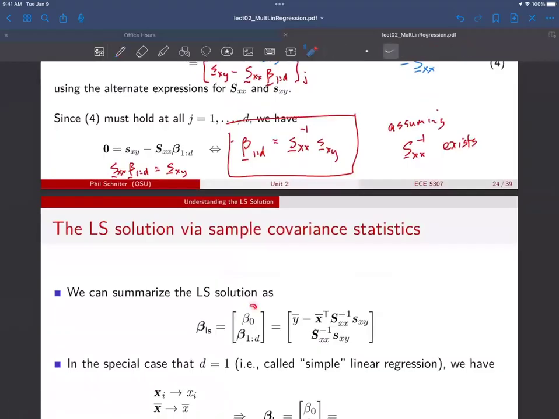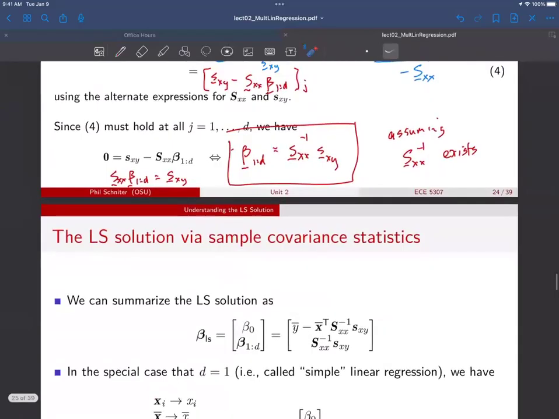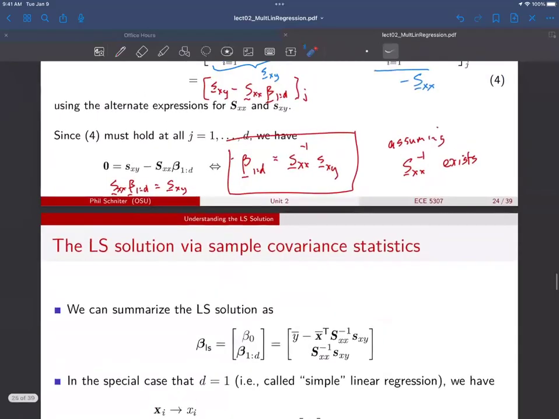So this is our expression for beta 0 we derived. And yeah, so this was beta 1 through d. We just plugged in the expression for beta 1 through d. So this is what we have for beta 0, and then this is what we have for the remaining slope coefficients, and we just stack them vertically into this column vector. And so we basically have this. This is a scalar on the top and then a vector below it.